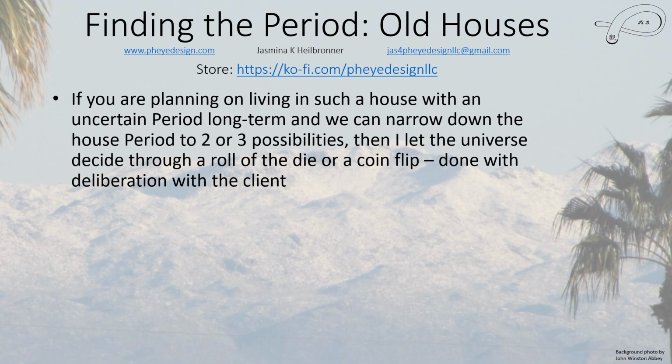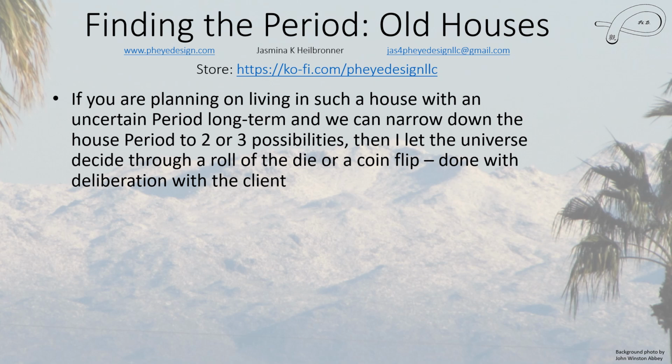Now, if you are planning on living in such a house with an uncertain period of time, I should say, you don't really know what period it is, and you want to live there long term, you know, 5, 10, 20 years or whatever, then we can often narrow down the house period to between maybe just 2 periods or 3 periods. Then I say it's time to let the universe tell us which one it is. And we do this in a very serious way with a client.